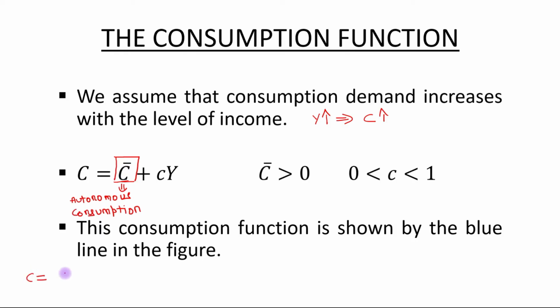C equals C bar plus c times 0, that means consumption equals C bar. So basically, when we put the income level as 0, our consumption is equal to autonomous consumption.